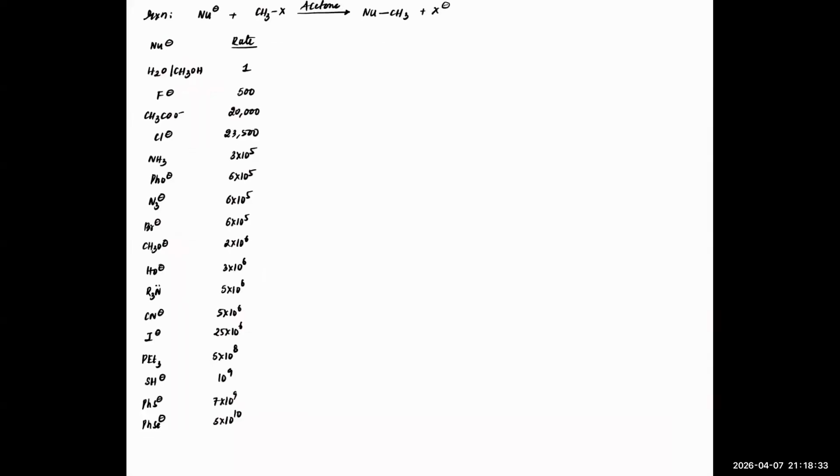So this is the increasing relative rate of nucleophiles. Got it? This is just to give you data about how the nucleophiles are in general, how they are observed. So I put all of them here.